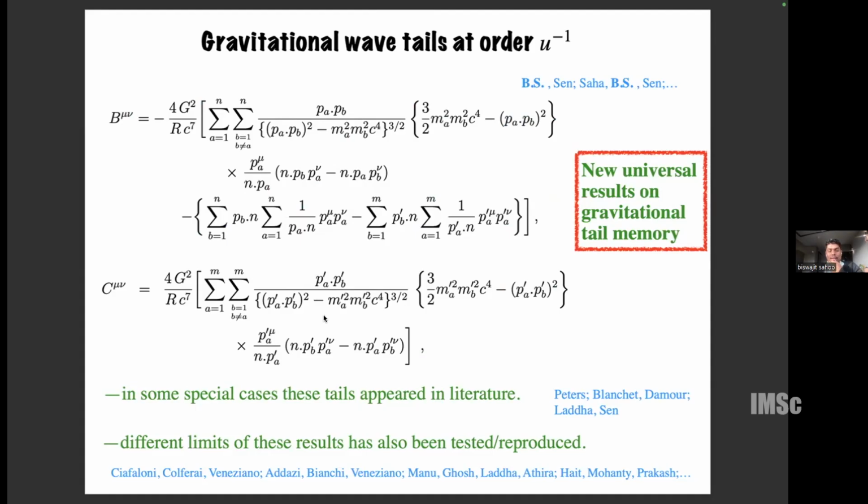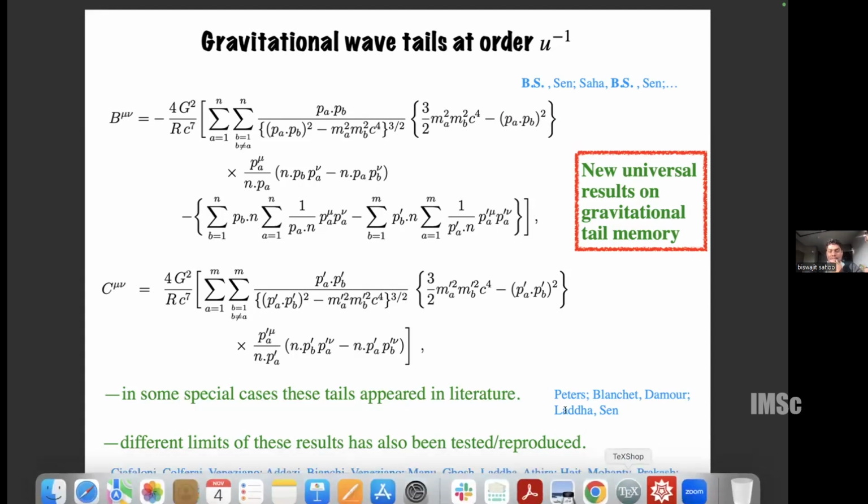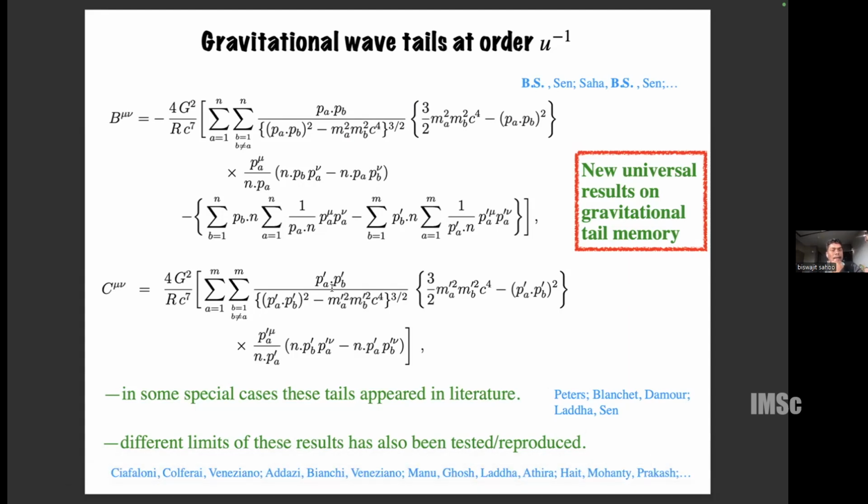And just to mention, some limits of this expression have already been known in some form, not in the form of gravitational tail memories, by some old papers by Peters, Blanchet and Damour. And also, while taking the naive substitution rules in 4 dimensions, some non-relativistic and some particular probe limits have also been discussed in earlier papers by Laddha and Sen. But this is a completely relativistic formula that works in any generic setup. And finally, this formula has been tested in different limits like the massless limit, probe limit, and many other limits have been tested by many authors recently.